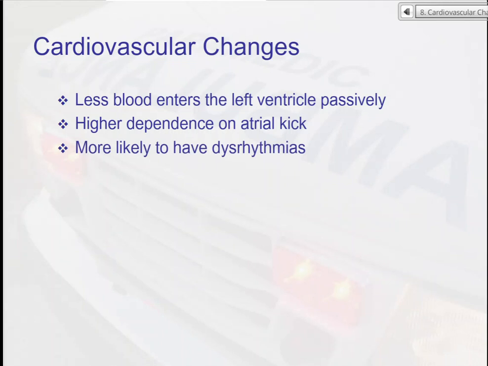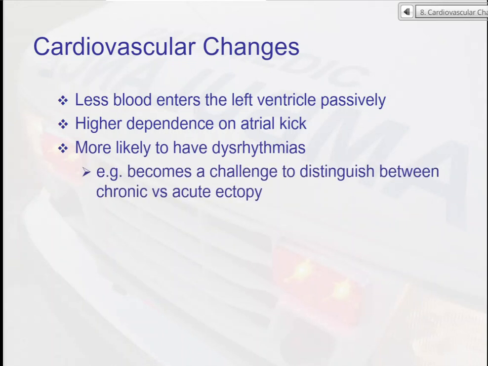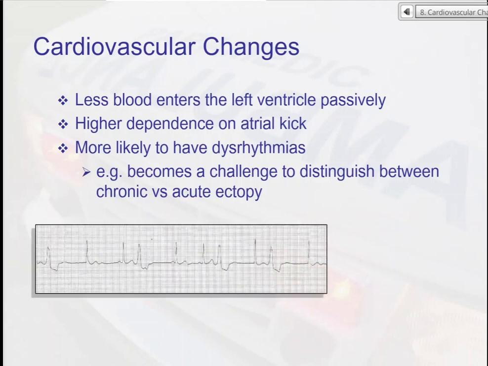The elderly are more likely to have dysrhythmias, and it becomes a bit of a challenge to distinguish between a chronic versus an acute ectopy. So, someone who's got a trigeminy like this, it might be just a chronic thing. Maybe it's unfair to call it trigeminy because we don't see enough of this, but there's a fair bit of ectopy here. This may be a chronic thing, in which case, we don't even worry about it. So, we look for changes in their drugs or metabolism or their metabolic state to see if something's causing cardiac irritation.